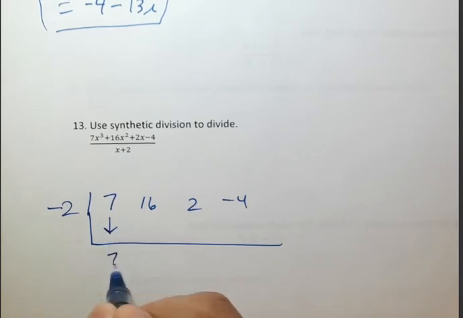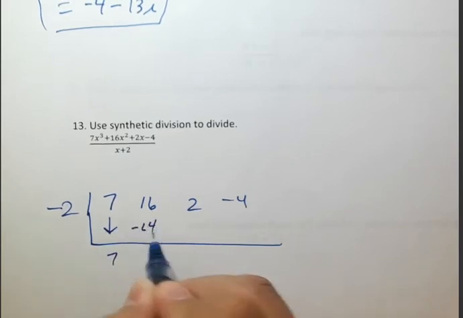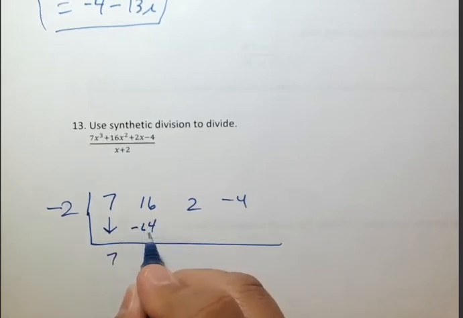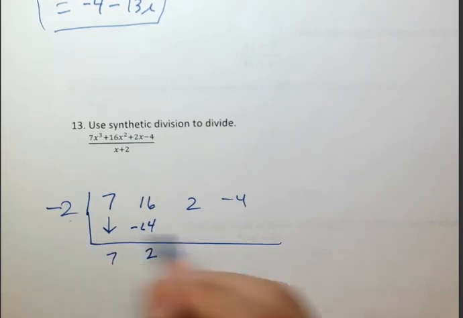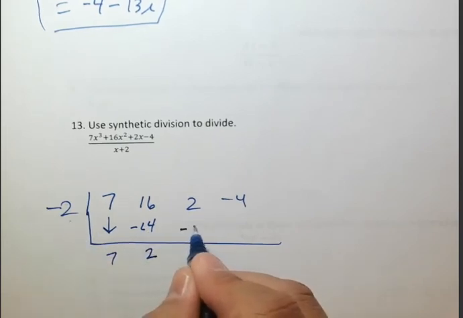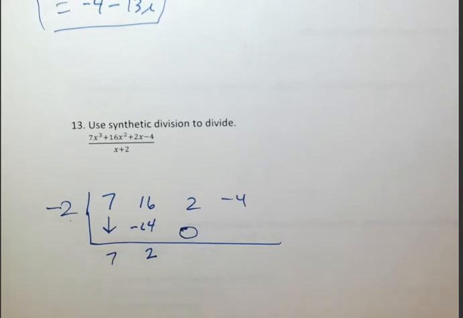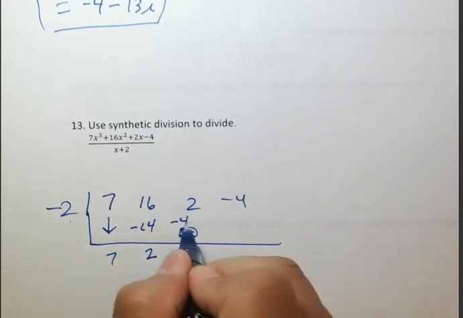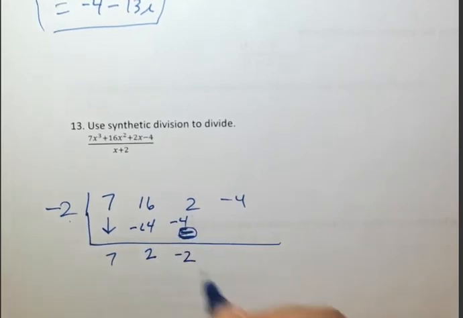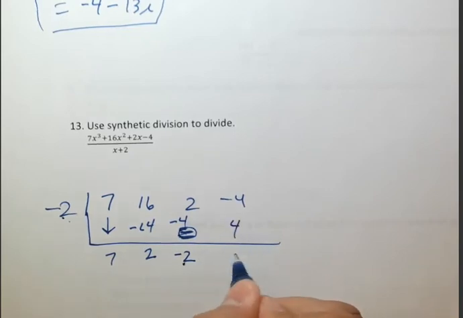Bring down the 7. 7 times negative 2 is negative 14. 16 plus negative 14 is 2. Times negative 2 is, sorry, negative 4. Negative 2 times 2 is negative 4. Plus 2 is going to be a negative 2. Negative 2 times negative 2 is a positive 4. So we get 0.